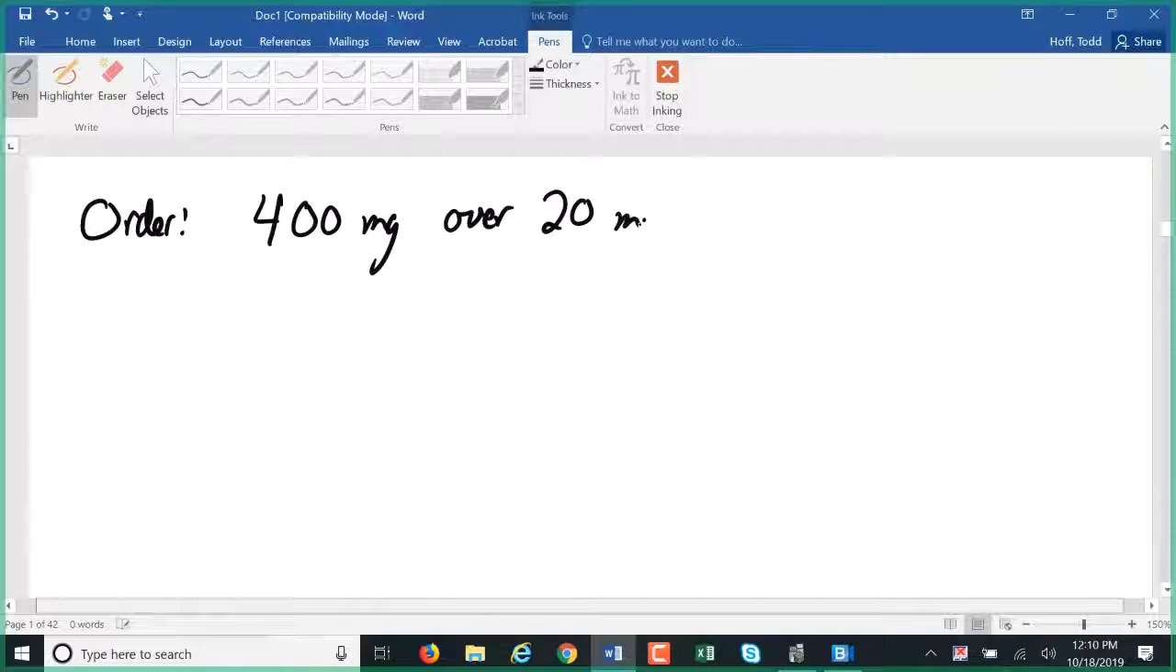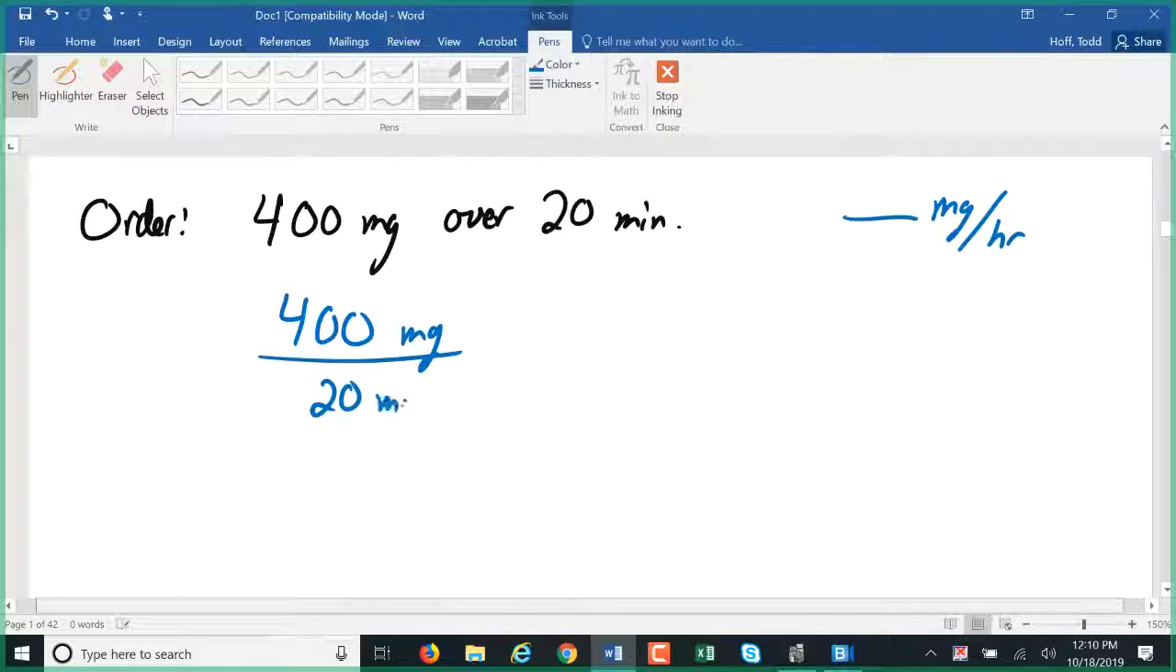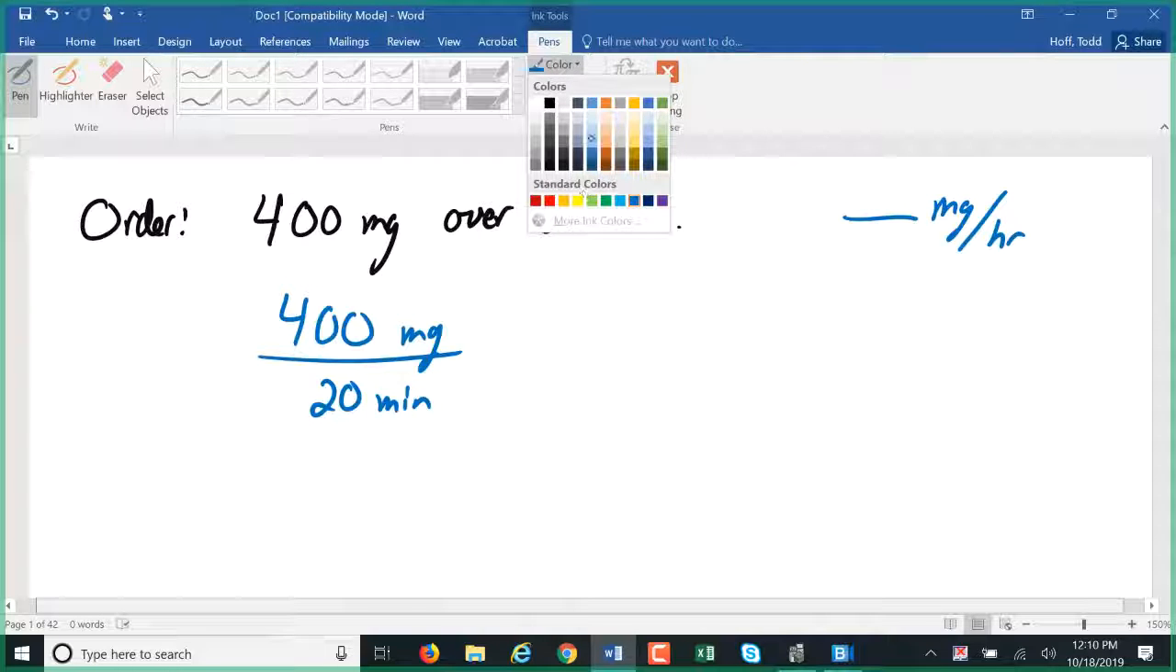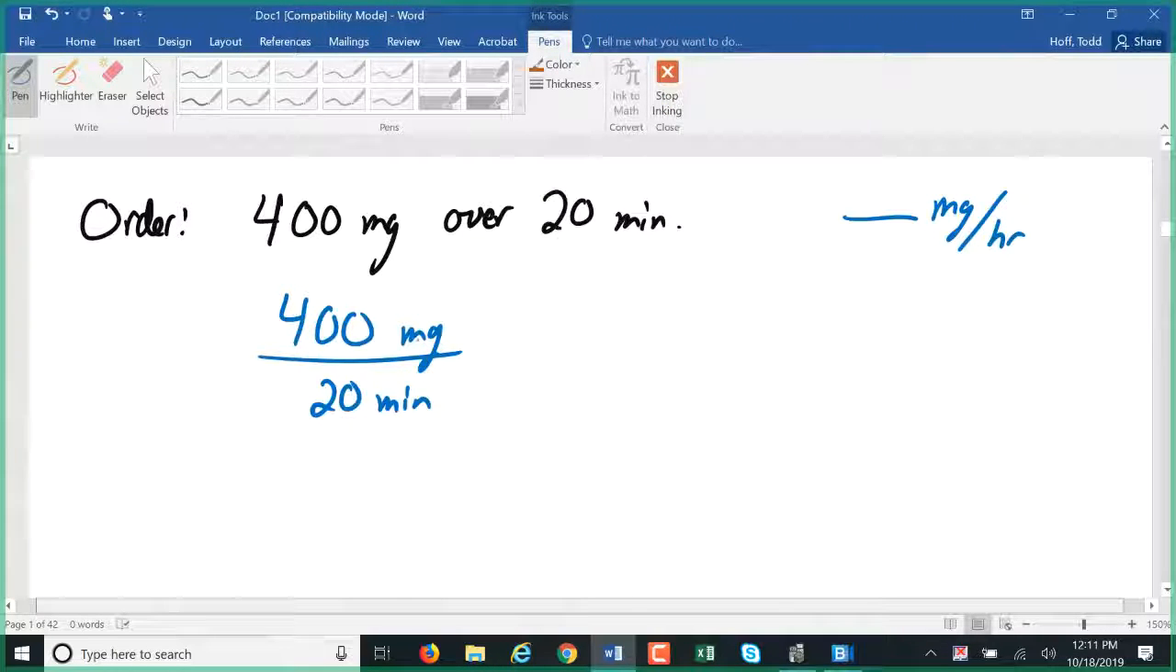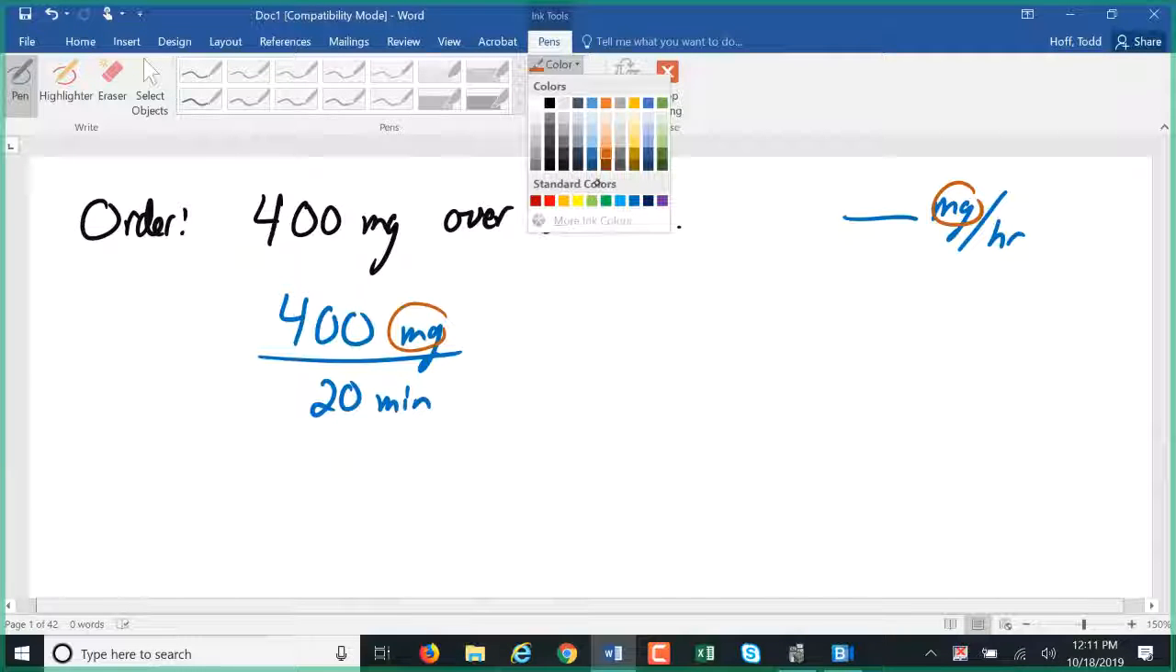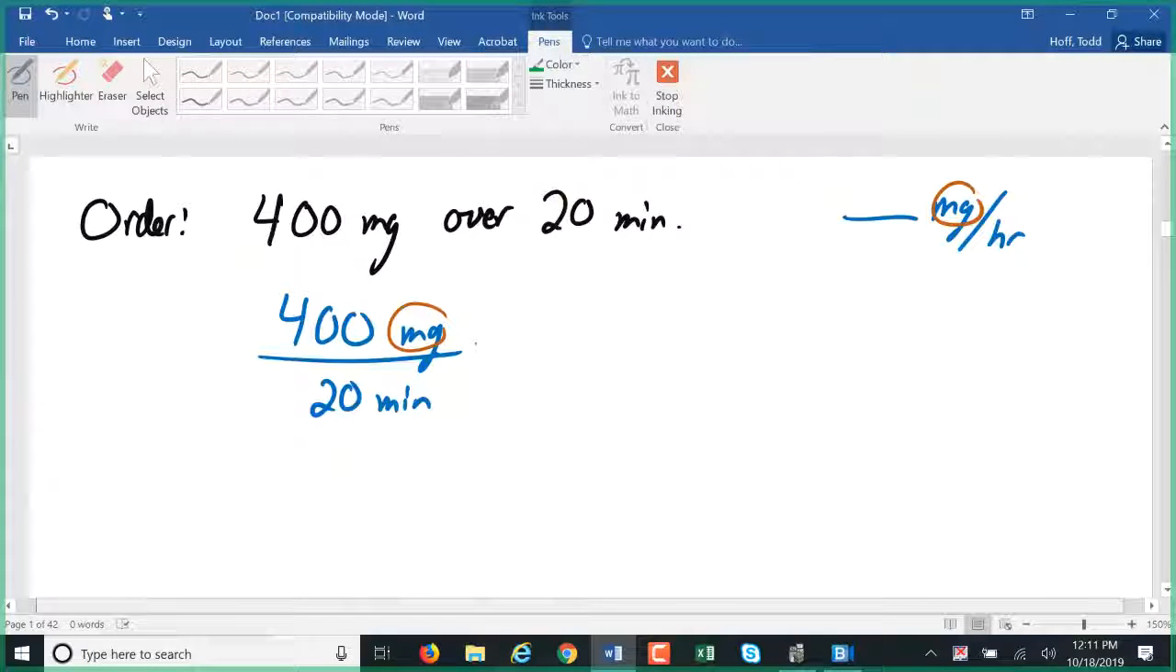So let's say we are ordered to administer 400 milligrams over 20 minutes. You still want this flow rate in milligrams per hour. So we have 400 milligrams per 20 minutes. The milligrams we want to keep. We want milligrams on top. It's the minutes we want to get rid of. So since minutes are on bottom, we'll put them on top so they cancel out.